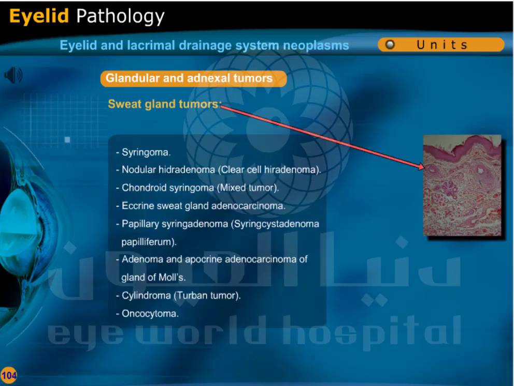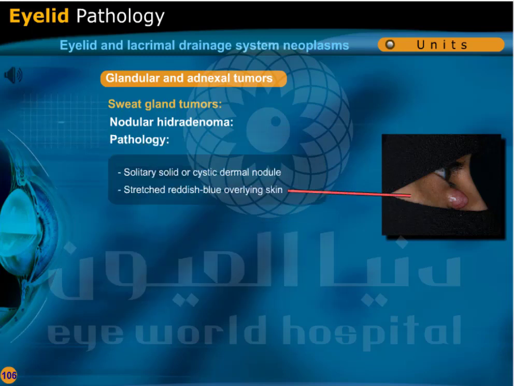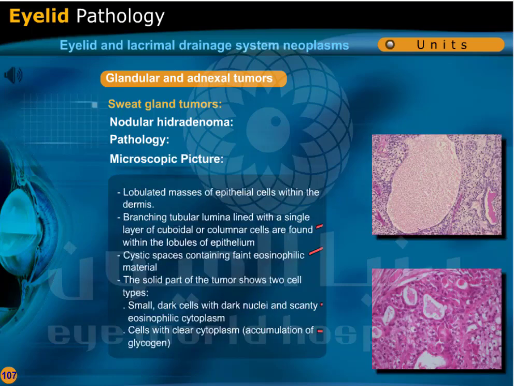Eccrine sweat gland tumors: syringoma, syringocystadenoma, eccrine acrospiroma, eccrine or apocrine carcinoma. Nodular hidradenoma. Origin, eccrine glands. Epidemiology, affects adults mainly in the face and upper trunk. Single nodule, less than 1 cm in diameter. Pathology, solitary solid or cystic dermal nodule with stretched reddish-blue overlying skin.